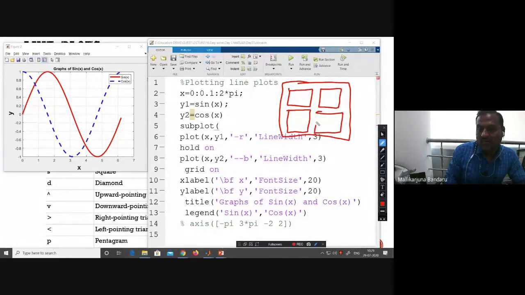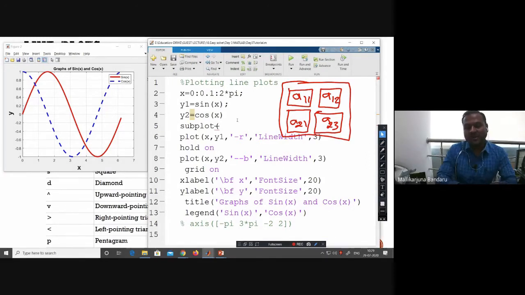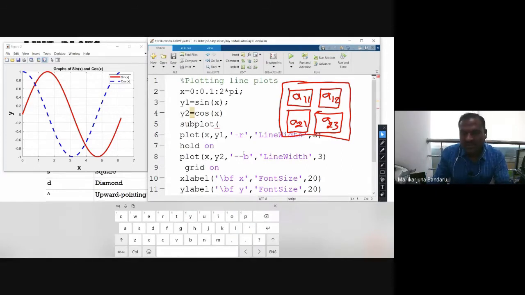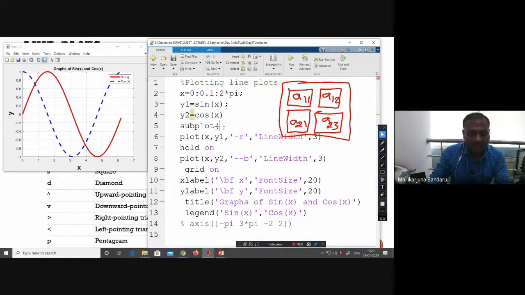Here you would like to visualize one graph. Is that right? So this is like A11, A12, A21, A22. Is that the same way? While you are assigning the subplot syntax, let me take 2 comma 2. Now the first 2 represents the number of rows, the second represents the number of columns. Now in which position you would like to show this, that's why 1.